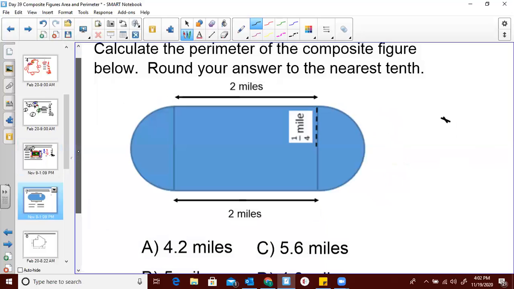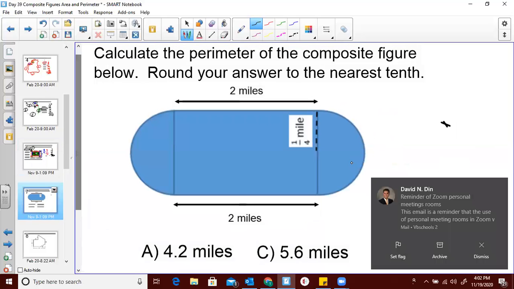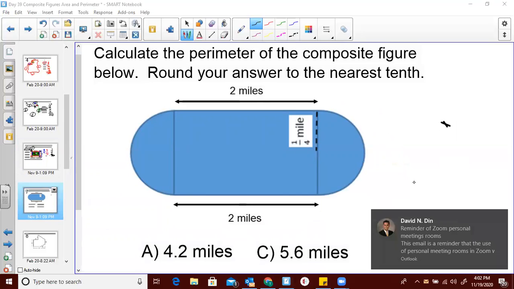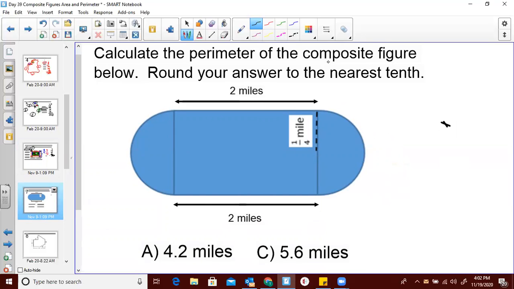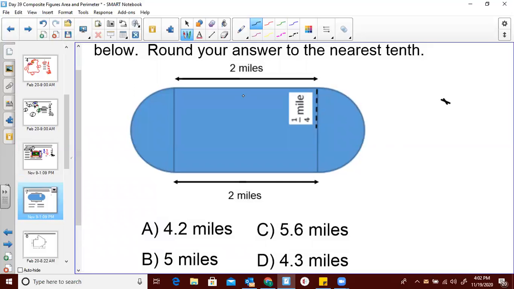All right, last but not least is the perimeter of the composite figures. Composite figure below, this is, I call it the track problem. This one's kind of nice because they already give us the lanes, I guess, or the straightaways. So all we really need to find are these curves. Well, look, if you have 2 half circles, what does that give you? 1 whole circle. So what I'm going to do is just find my circumference of this whole circle.